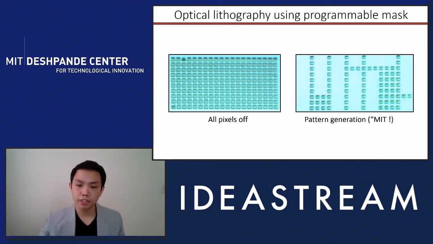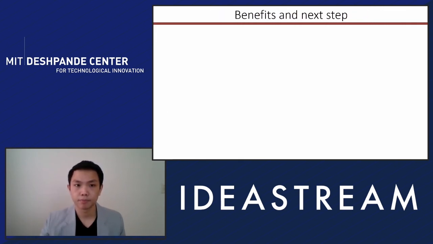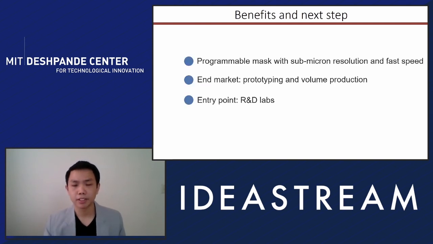So for our next prototype, we will be shrinking the dimension of the pixel down to 200 nanometer. And for our third prototype, we aim to be more aggressive, down to less than 100 nanometer. In terms of benefit, we have a programmable mask with very fast programming speed and also very high resolution. For our end market, we can target not just prototyping, but also volume production applications.